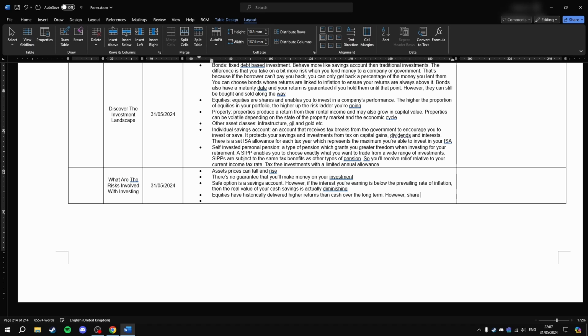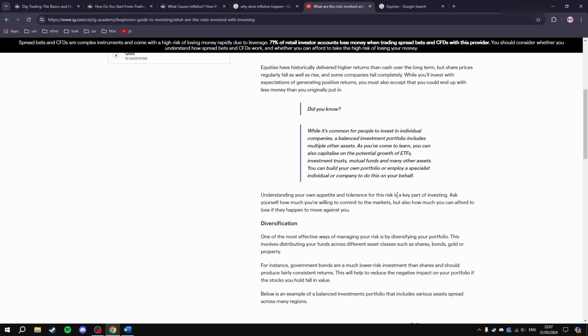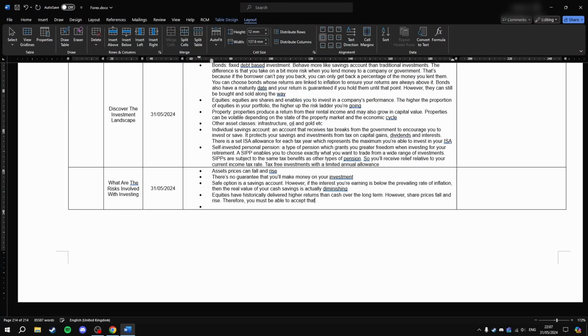However, share prices fall and rise. Therefore, you must be able to accept that you could end up with less money than you originally put in.